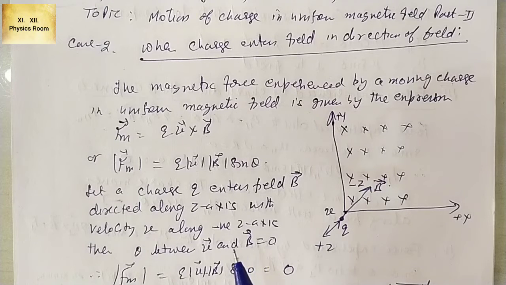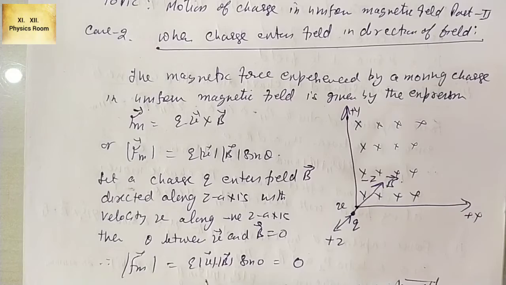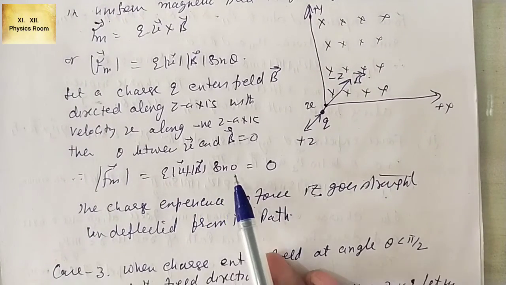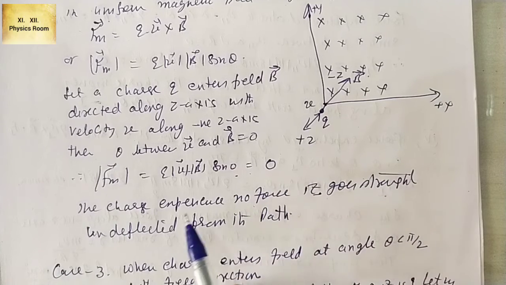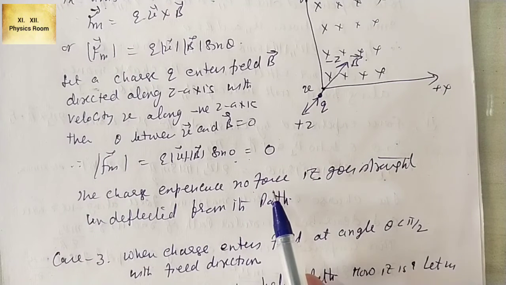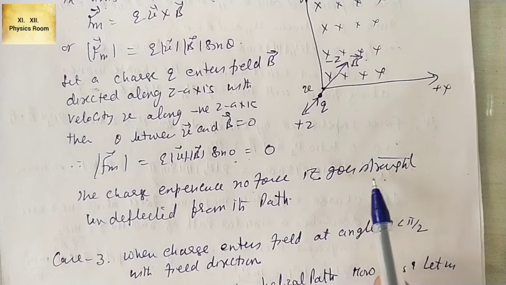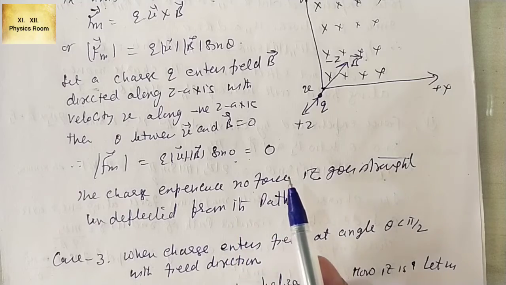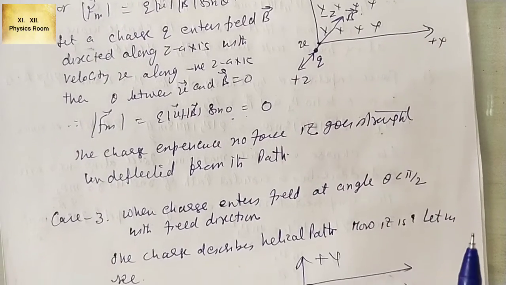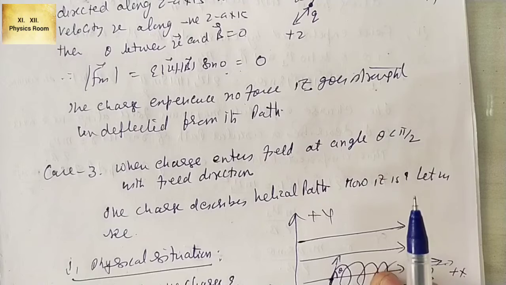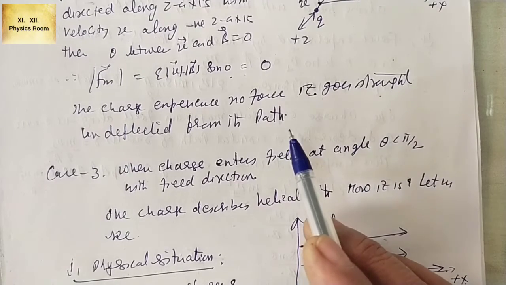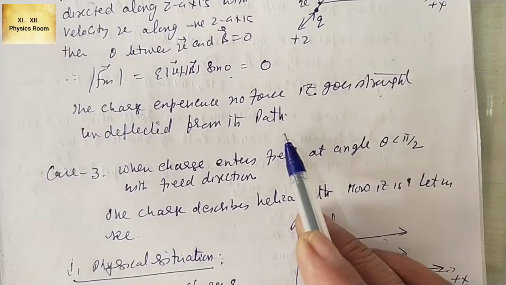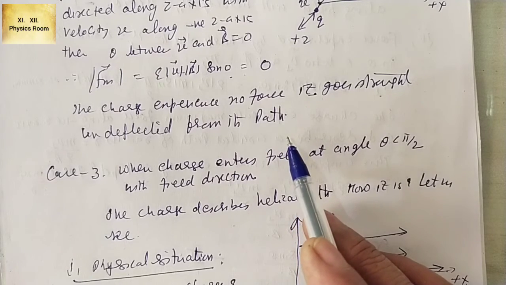So Fm is equal to Q |V| |B| sine 0, and since sine 0 is 0, therefore it is equal to 0. The charge experiences no force, it goes straight, undeflected from its path. So it moves out along the negative z axis. Now when a charge enters the field in the direction of the field, it experiences no magnetic force and moves straight along the direction of the field.